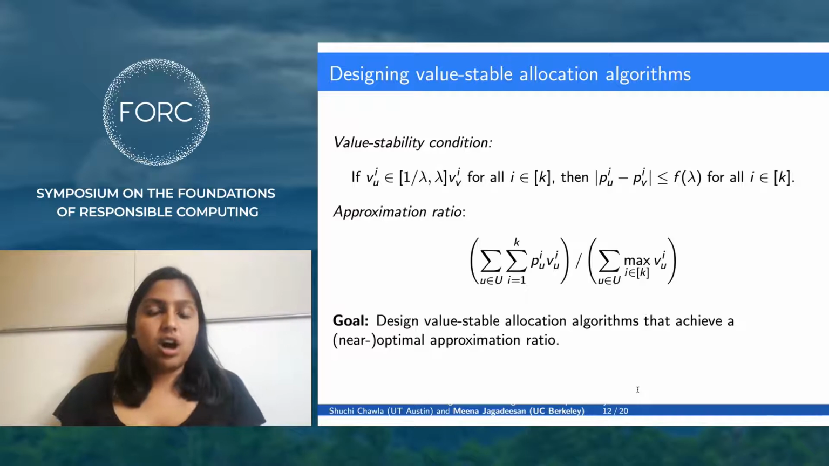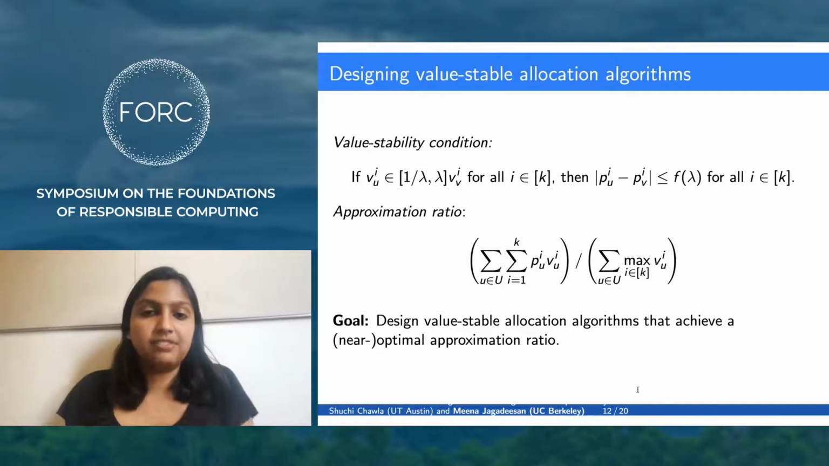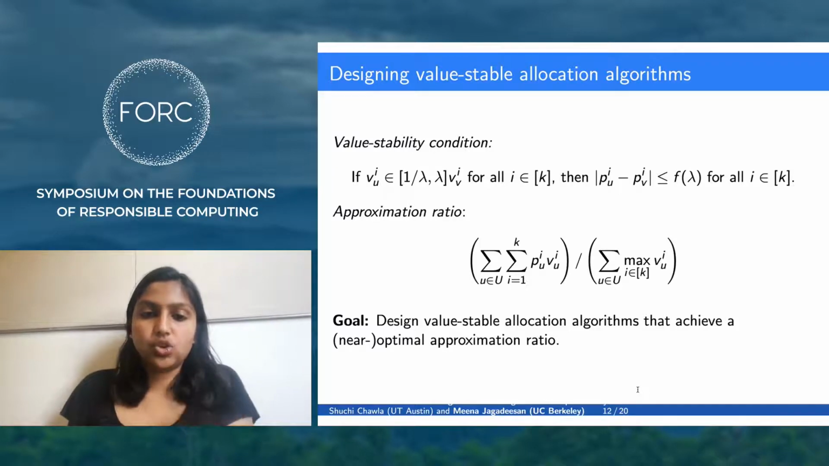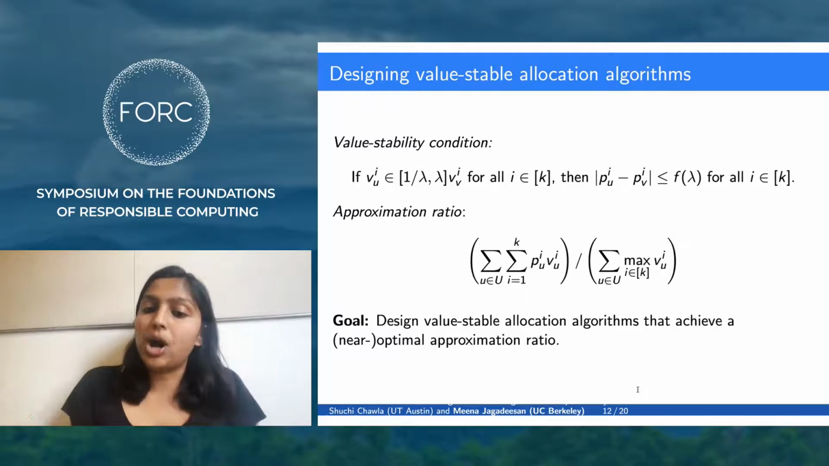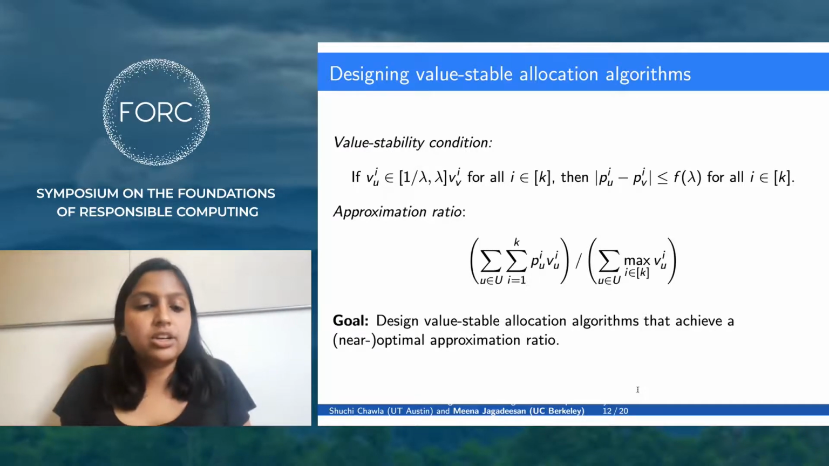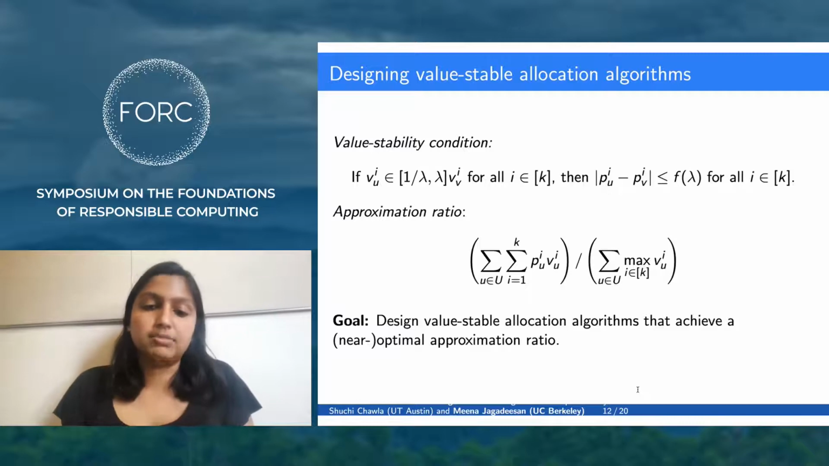Okay, so our goal is to design value-stable allocation algorithms. So recall our value stability condition here for a value stability constraint F. And let's now look at the approximation ratio for social welfare. So this is the social welfare achieved by our allocation algorithm divided by the maximum possible social welfare, which we refer to as the unfair optimal. So our goal is to design value-stable allocation algorithms that achieve a near optimal approximation ratio.